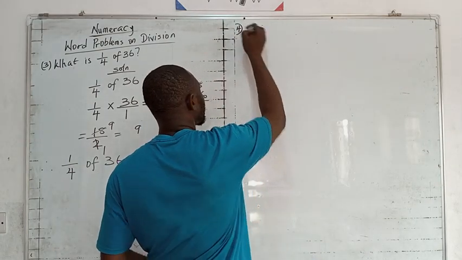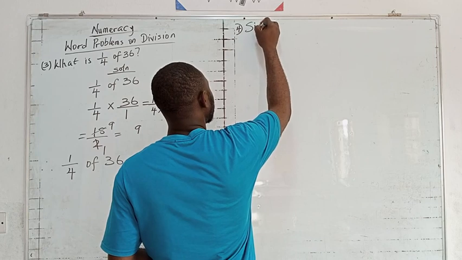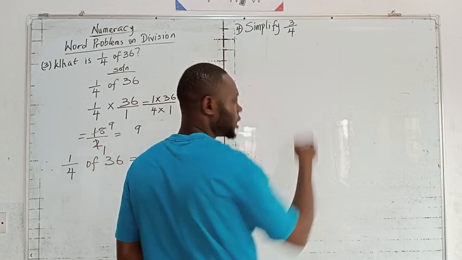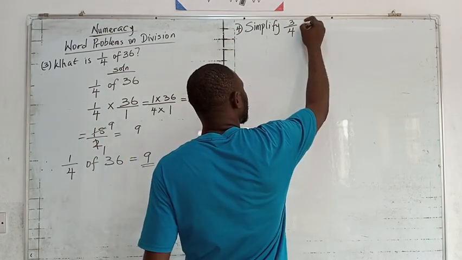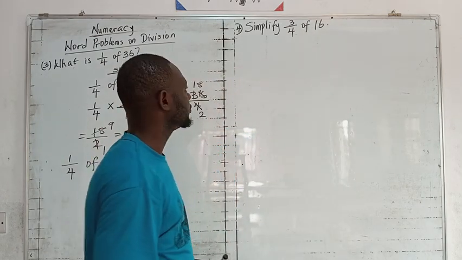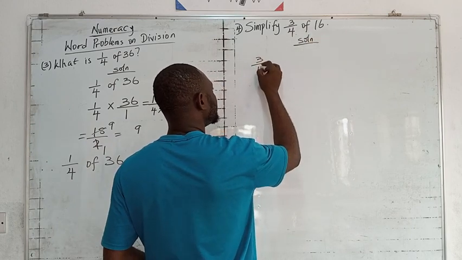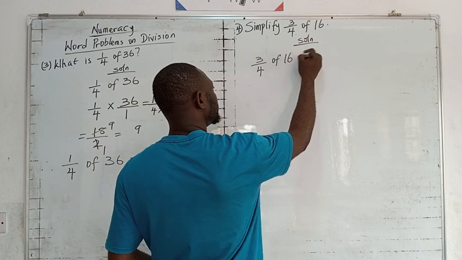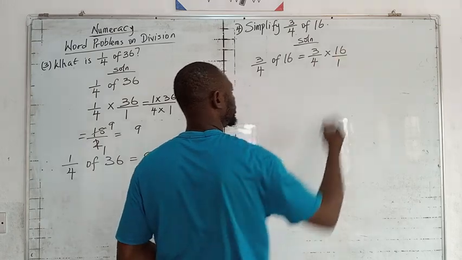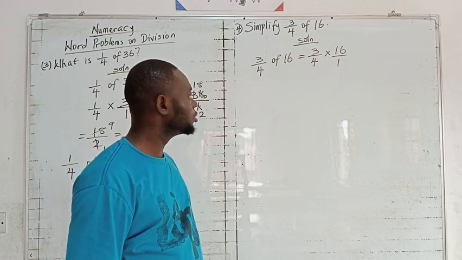Number 4. My example I have here is simplify 3/4, right? 3/4 of 16. 3/4 of 16. Solution. 3/4 of 16 simply means 3/4 times 16/1. Because every whole number is a fraction of denominator 1.